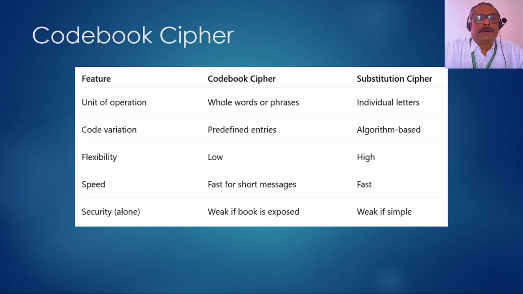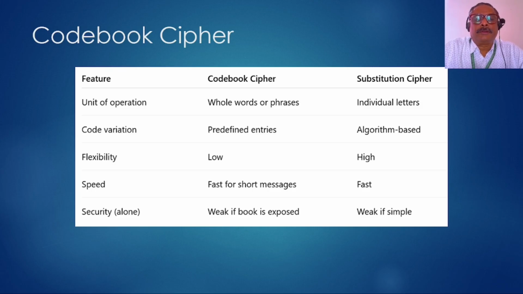The codebook cipher has very little flexibility, because once the codebook is created, it cannot be updated as and when required, whereas in the substitution cipher the algorithm parameters can be changed, and that way the whole system can be updated as required, and hence it is highly flexible. As far as speed is concerned, the codebook cipher is fast only for short messages, whereas the substitution cipher is fast for any size of message.